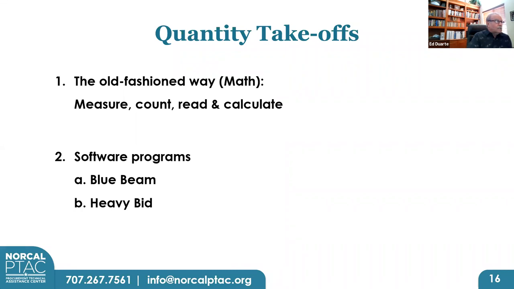It's called taking off, the lifting off by math calculation, determining how much lumber is in the building, how many squares of roofing material there are, how many windows are there, how many doors are there, et cetera. So there's two ways to take off material. The old fashioned way, mathematics: you measure, count, read, and calculate. And we're not talking trigonometry, we're just simply talking simple addition, subtraction, multiplication, and division.